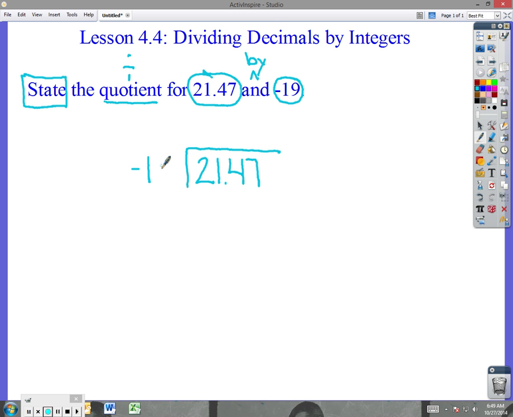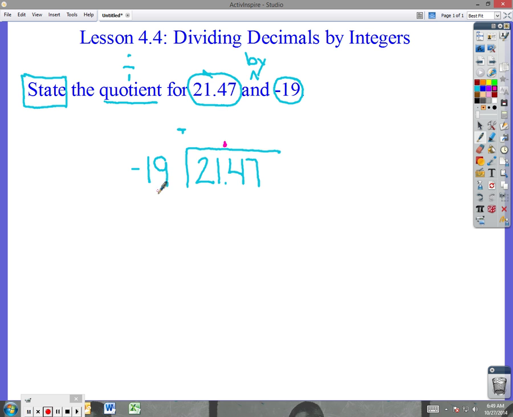First thing I notice is I have a positive divided by a negative. Signs are opposite, so I know my answer will be negative. I'm going to put a negative symbol right up there in my quotient already. Now let's do some division. First thing I do is transfer that decimal up into my quotient.